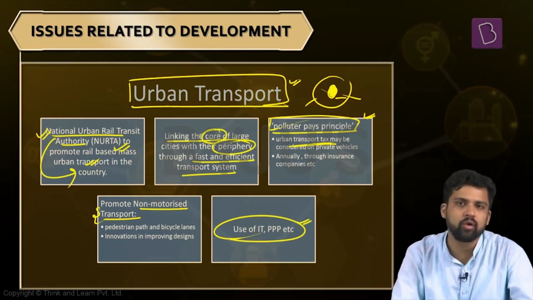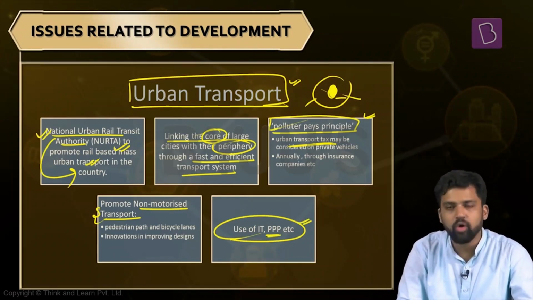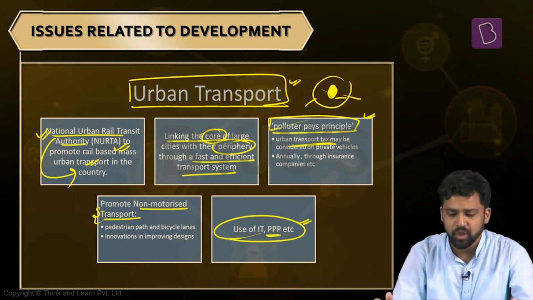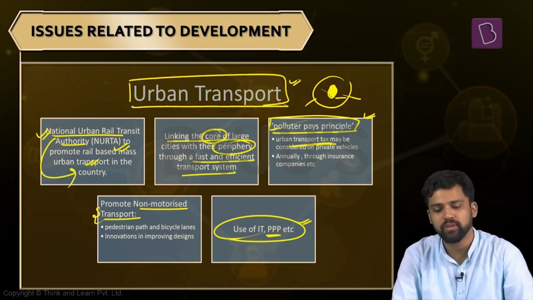Apart from that, we need to use digital technology. It can help you understand the congestion patterns. We also need to have more public-private partnership to develop different kinds of infrastructure in urban areas. So we need to improve on urban transport. These are some suggestions on how to improve it.